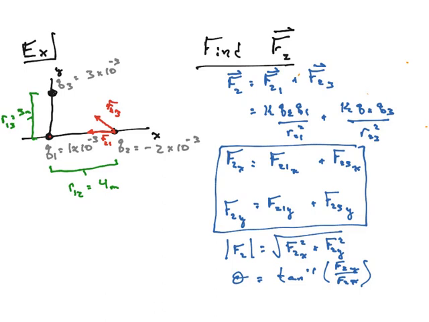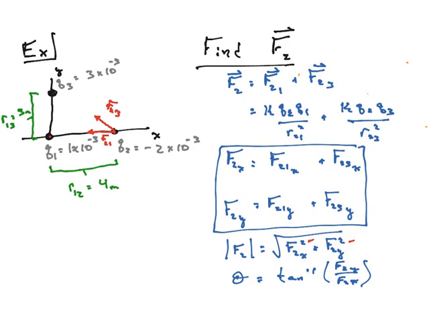So this question breaks down into these parts. I want to find the total force F2. That means I need its magnitude and its direction. In order to get its magnitude and direction, I need to get the x and y pieces of force 2. To get the x and y pieces of force 2, let's look at the x pieces.